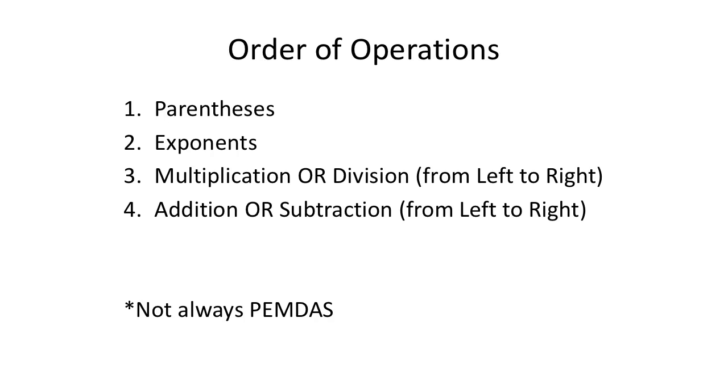Now let's talk about the order of operations. There are 4 steps in the order of operations. Now, some people are like, there are 6 steps to the order of operations. That is not true. There's really only 4. I mean, there's 6 operations, right? You got parentheses, exponents, multiplication, division, addition, subtraction.